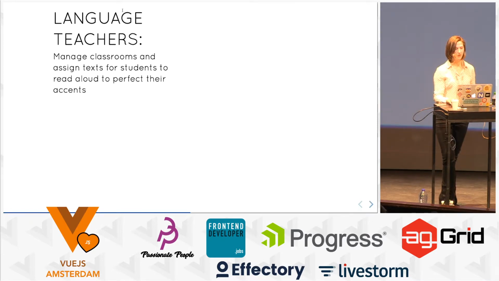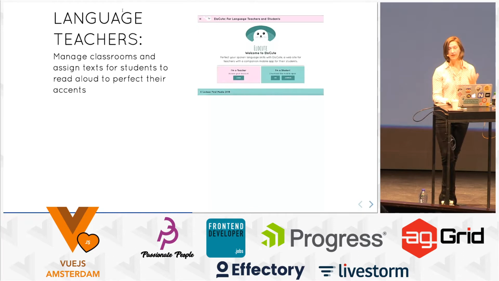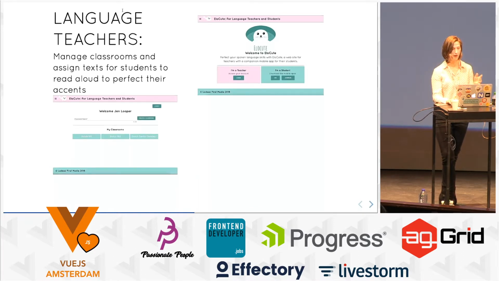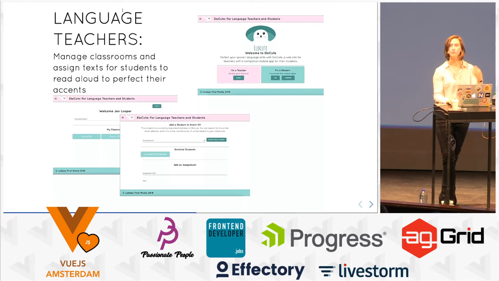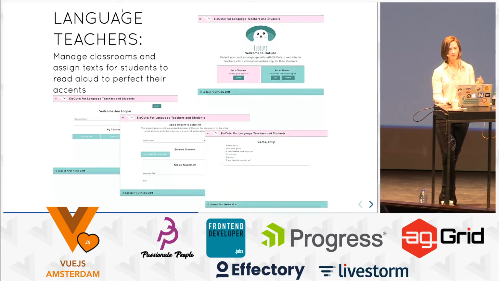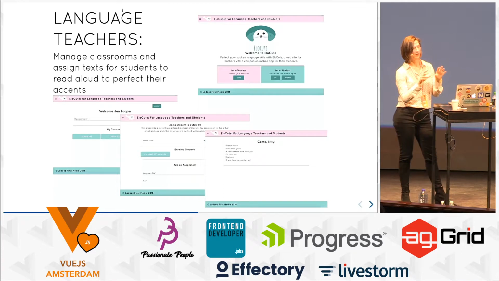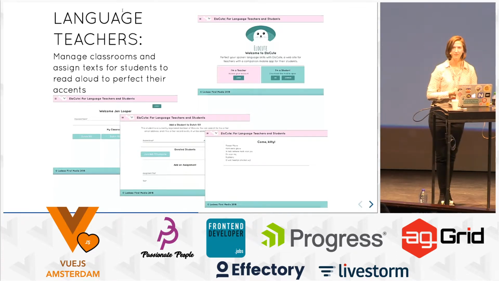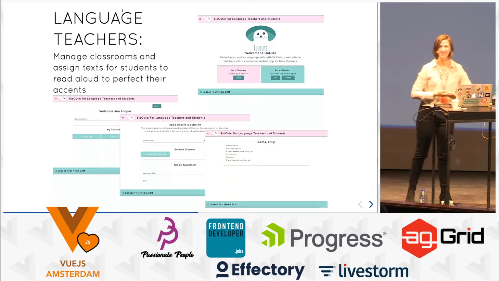So here, language teachers are managing classrooms in the web app. They're assigning texts to students who are going to read aloud into their mobile phones to perfect their accents. Right? So you have a login screen here, and this is all Vuetify standard web app. You can actually visit it live at elocute.me. So you log in, and then you create your classrooms, assign your students to your classrooms, and then in your classroom area, you start creating texts. Yes, I think some of you might know this little poem, so we're going to have some fun with it in a second.